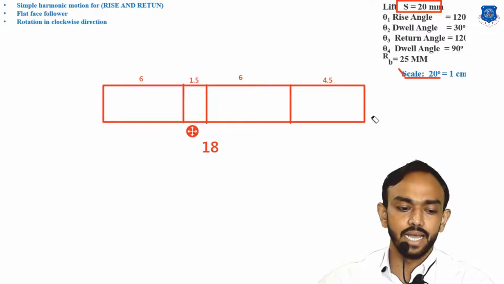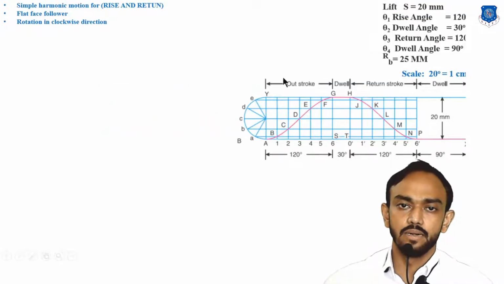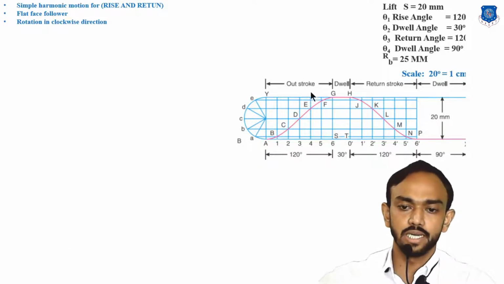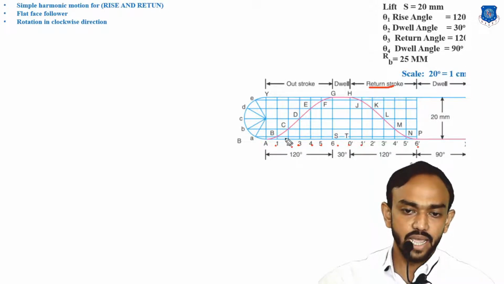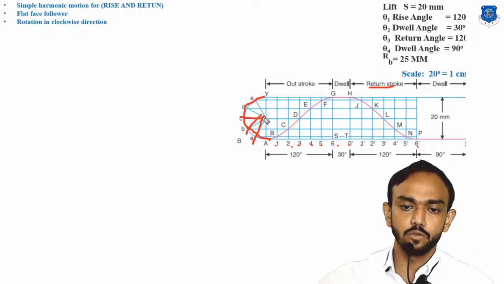After that, you know the division: 6 parts of rise and 6 parts of return. This is your displacement diagram for simple harmonic motion. What you have to do here, first of all, make the 6 partitions of rise and return and give the numbers 1 2 3 4 5 6. Same in the return stroke, the names will be 0 dash, 1 dash up to 6 dash. Make this semicircle here and divide this semicircle into 6 parts.